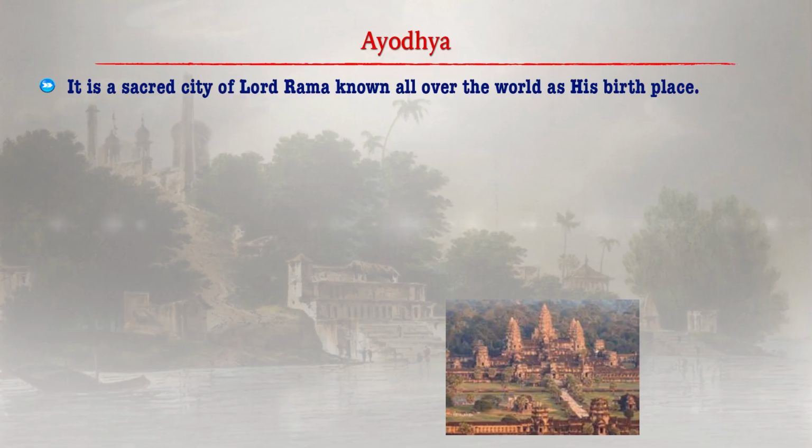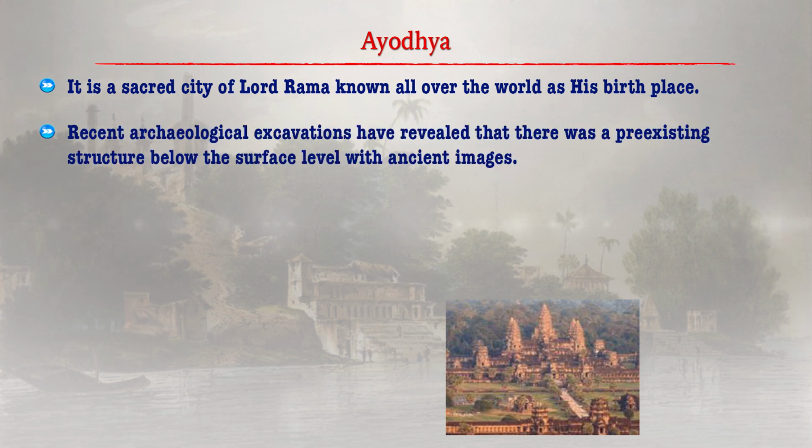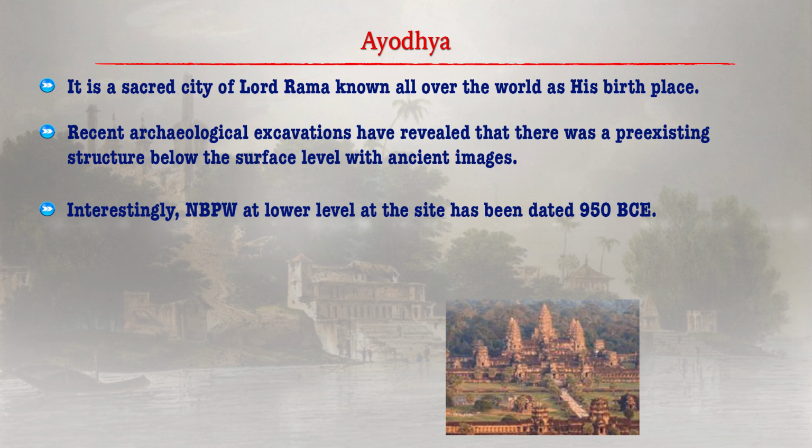Ayodhya is a sacred city of Lord Rama, known all over the world as his birthplace. Recent archaeological excavations have revealed that there was a pre-existing structure below the surface level that comprised ancient images. Interestingly, northern black polished ware pottery, which we have discussed in detail in previous classes, has been found at a lower level at this site, and it has been dated as old as 950 BCE.